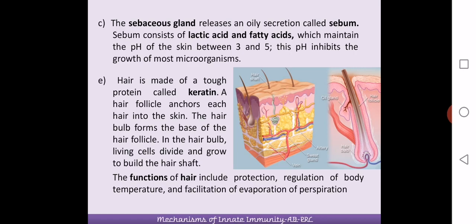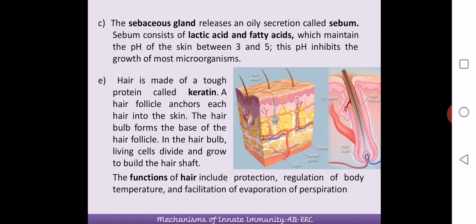Then finally, about the hair, which is made up of a tough, waterproofing protein called keratin, which is not a favorable substrate for microbes to grow. And this also provides protection, because the hair is exposed outside, and it provides a kind of protection to the epidermal layer.